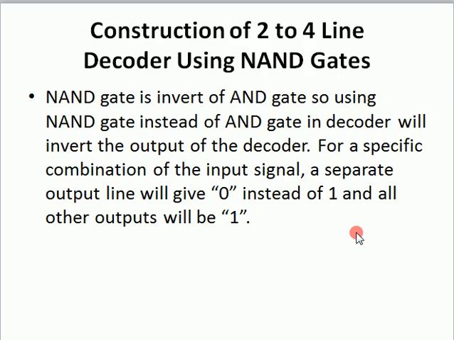Next we see the construction of a 2 to 4 line decoder using only NAND gates. So what is the NAND gate? A NAND gate is basically the inverse of the AND gate. So using NAND gates instead of AND gates in a decoder will invert the output of the decoder. Where with the AND gate we have 1, with the NAND gate we have 0 output. For a specific combination of input signals, a separate output line will give 0 instead of 1, and all other outputs will be 1.